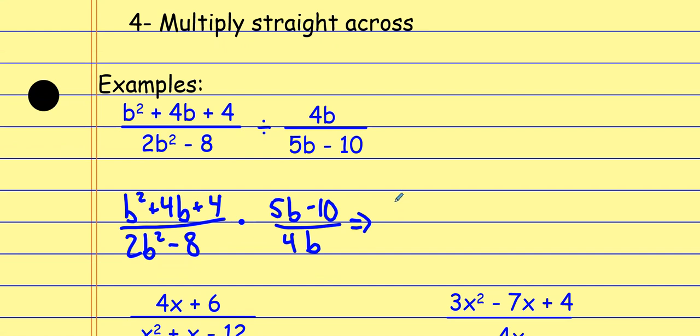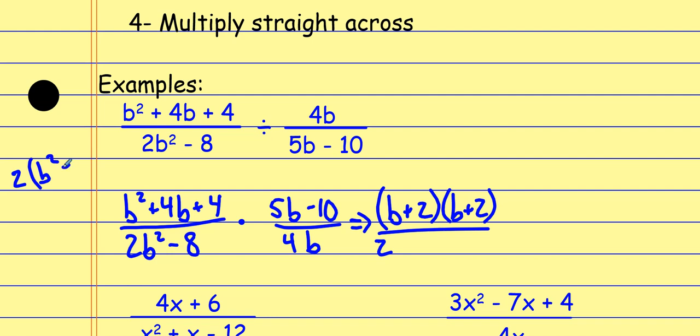So here we go. The numerator, I can factor that into b plus 2 times b plus 2. You could write it as b plus 2 squared if you want, but I'm just going to leave it as b plus 2 times b plus 2. The denominator, I can factor out a 2. Let me take that off to the side. When you factor the 2 out, it's b squared minus 4. That is a difference of squares, so b plus 2, b minus 2. And see, the better you are at factoring, the easier these problems are.